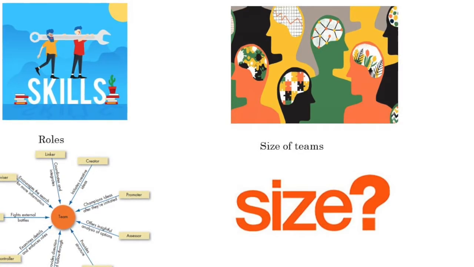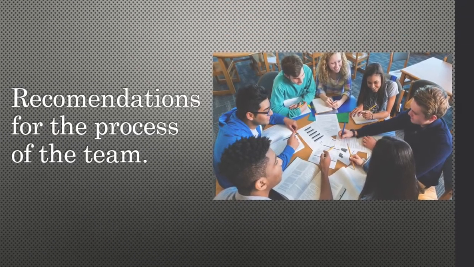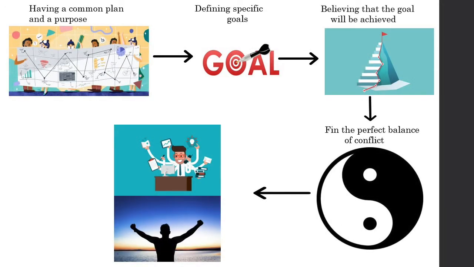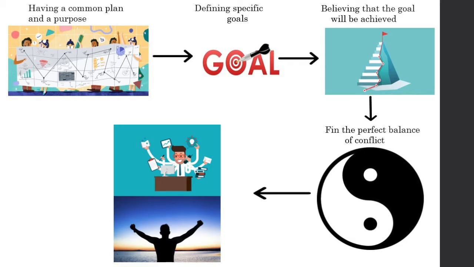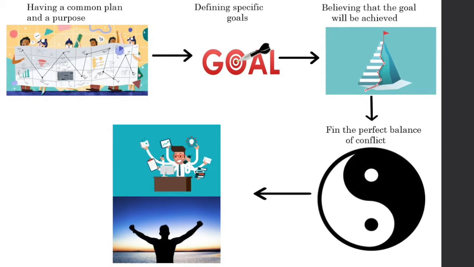The size of the team is also important for the composition because depending on the size, the effectiveness can grow or decay. There are also some recommendations for the processes of the teams or groups. The first one is having a common plan and a purpose. Now, under this situation of quarantine, this point could be the most important because when we meet and work, somehow we get it done. But now it's different, and defining what needs to be done and how is crucial.